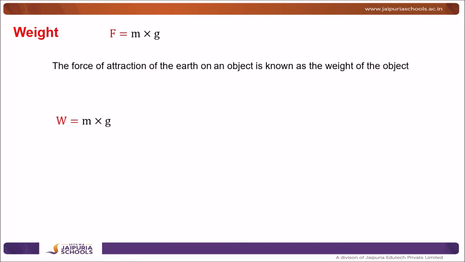So we can replace the F by the W. Now we can say that the W, that is the weight, will be equal to m into g, that is mass into acceleration due to gravity. And the SI unit of the weight is Newton, and weight depends on the g.